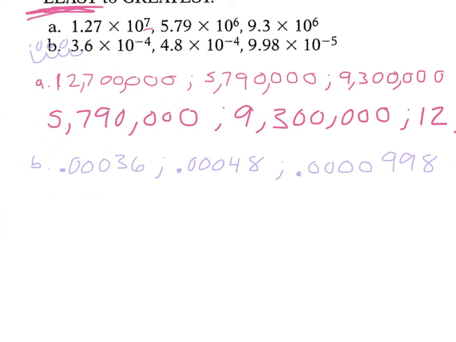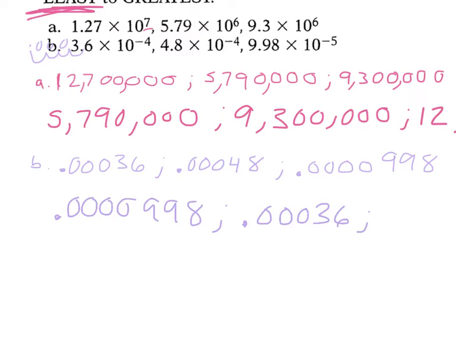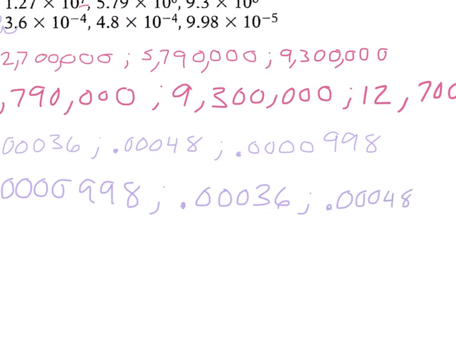So we could line these up and see which ones are smallest, but we know that the more decimal places we have, the smaller the number is. So our smallest one here would be 0.000998. Our next smallest would be 0.00036, and then our largest number would be 0.00048.